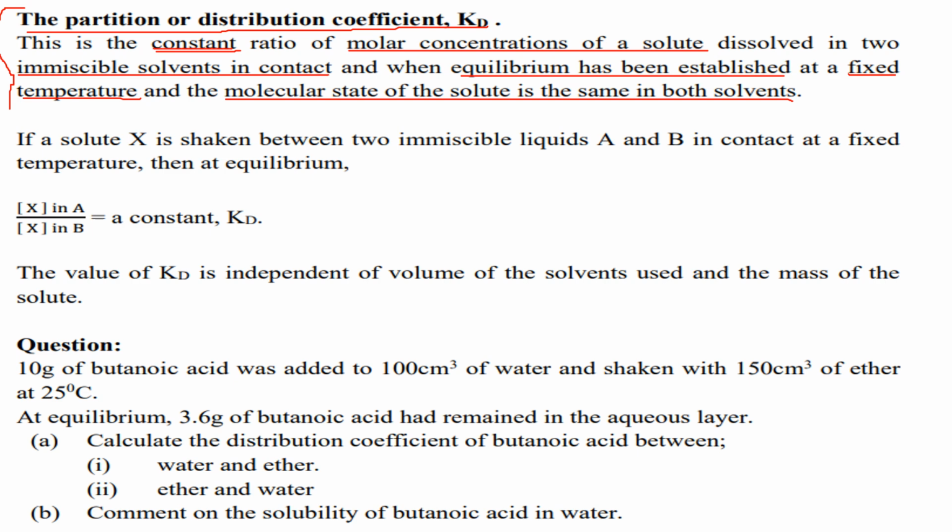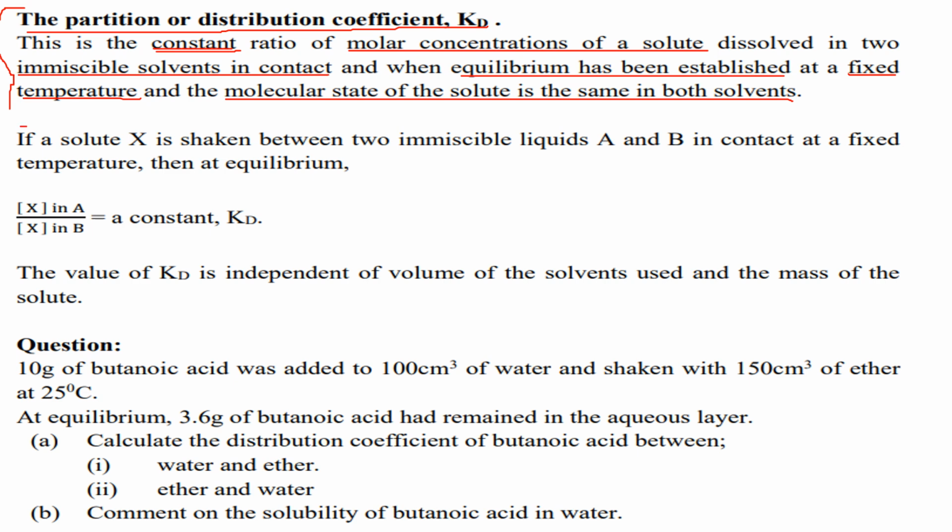So briefly, or outlining it, you can easily define it as the constant ratio. The word constant is very important. Of the molar concentrations of a solid that has been dissolved in immiscible solvents. But when you talk about immiscible solvents, you must tell us they must be in contact. And then you talk about equilibrium. Say that at equilibrium, provided temperature is kept constant, our solid is going to remain in the same molecular state in either of the solvents.